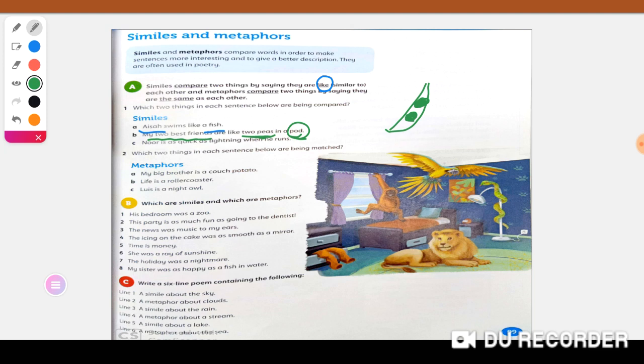Noor is as quick as lightning when he runs. So here I'm comparing Noor to lightning, and the point of comparison is both are quick.